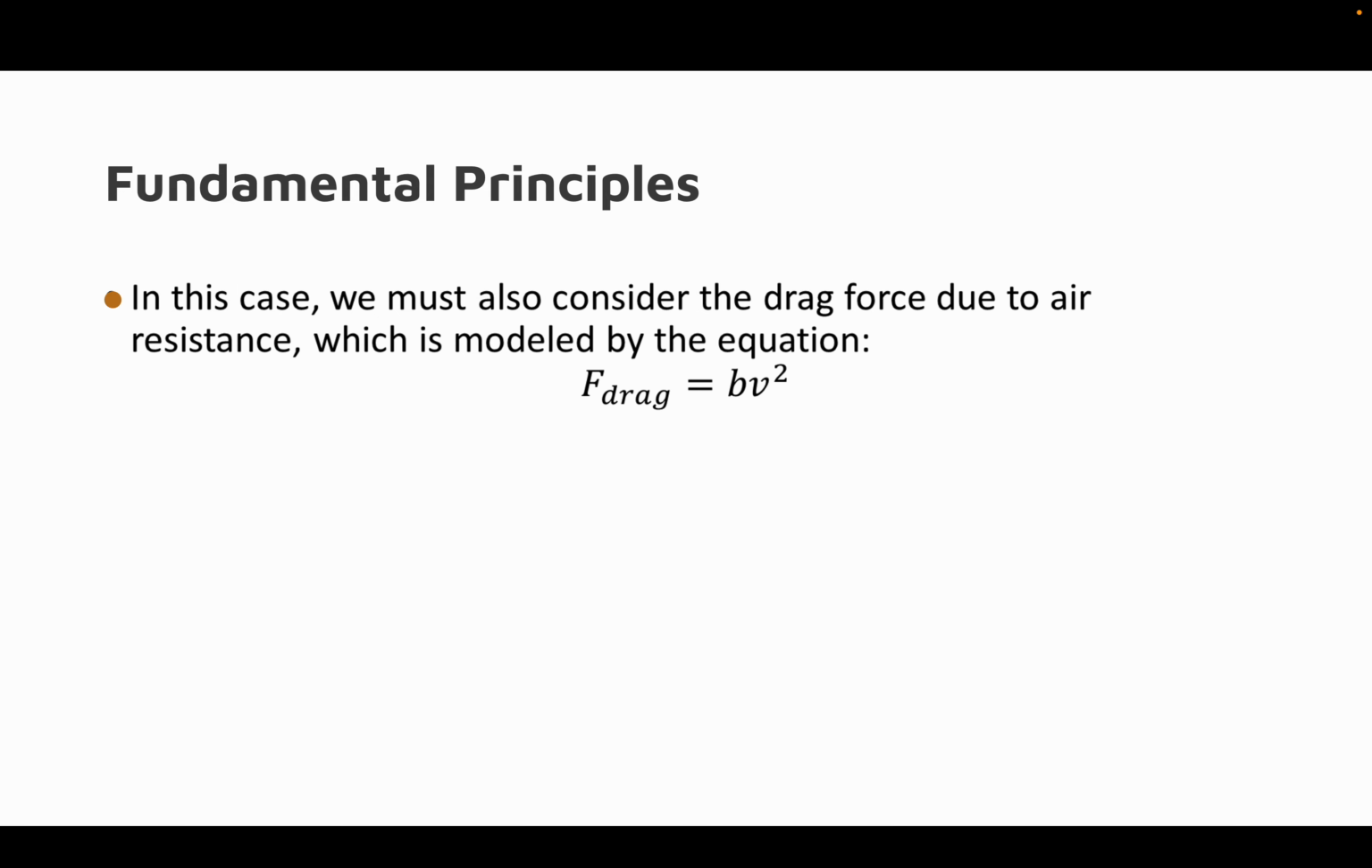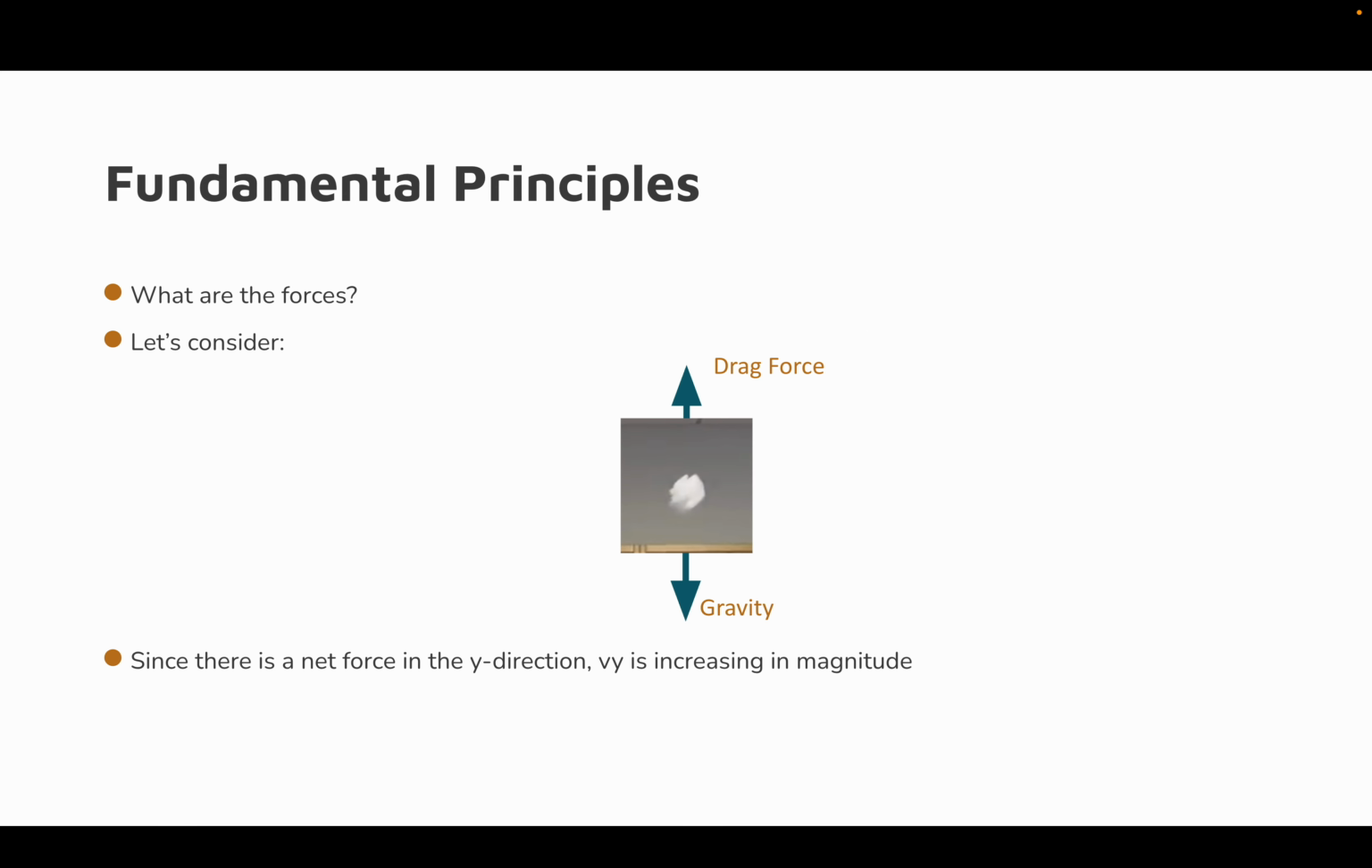In a real environment, we must consider more than just gravity, so we model the drag force due to air resistance using the equation F drag equals B V squared, as shown in the diagram. Gravity acts downward and drag acts opposite, so we expect the vertical velocity to change throughout the flight.